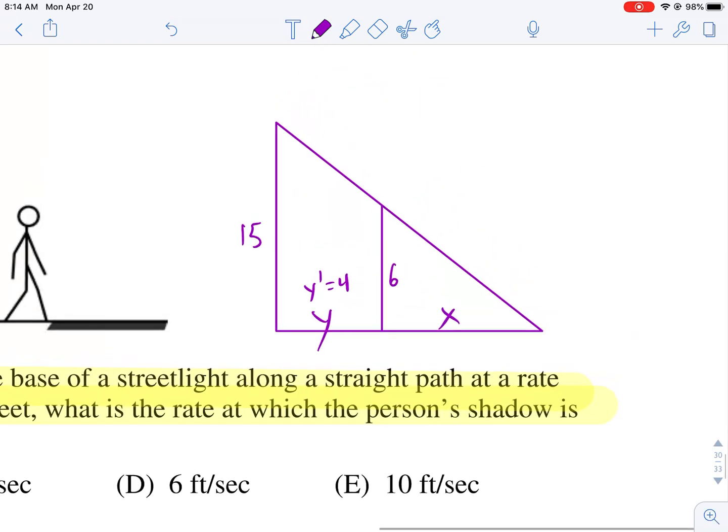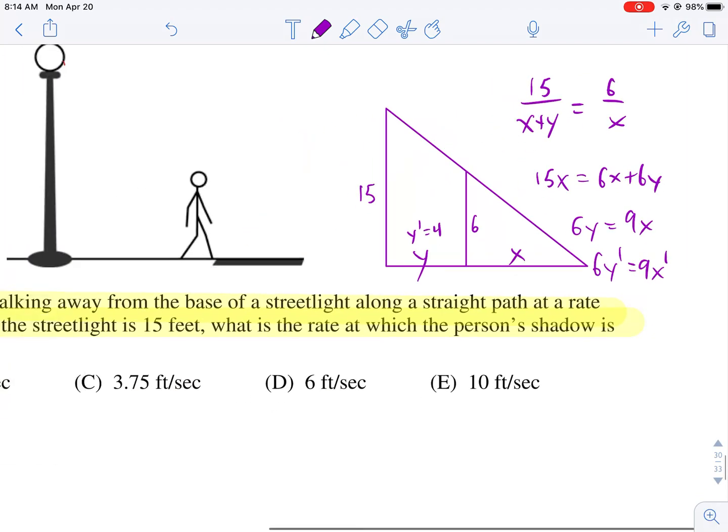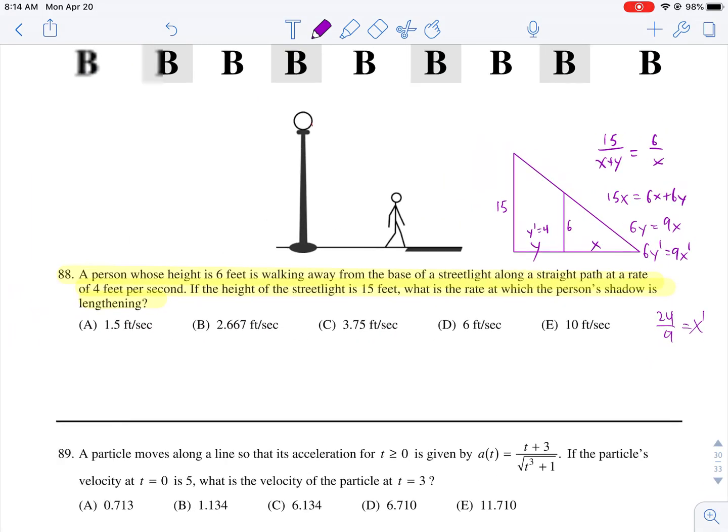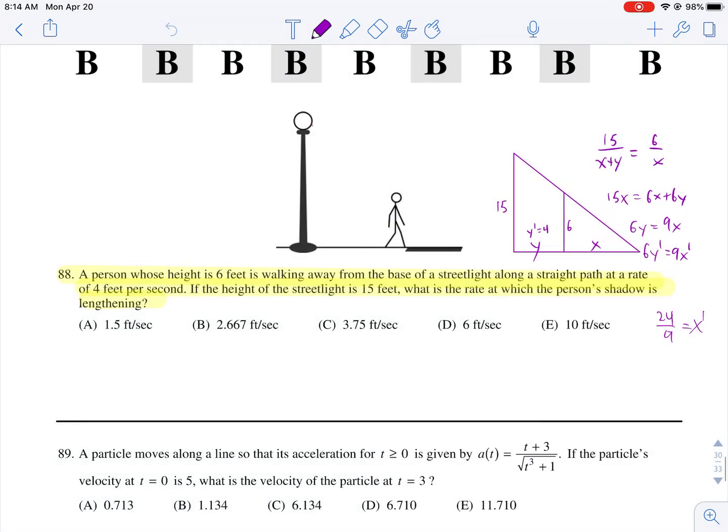So you can set up a proportion using similar triangles. 15 over x plus y equals 6 over x. Cross multiply, get 15x equals 6x plus 6y. That gives us 6y equals 9x, so 6y prime equals 9x prime. Y prime is 4, so you get 24 over 9 equals x prime. And 24 over 9 is 2.667, so B for 88, which, once again, we are correct.